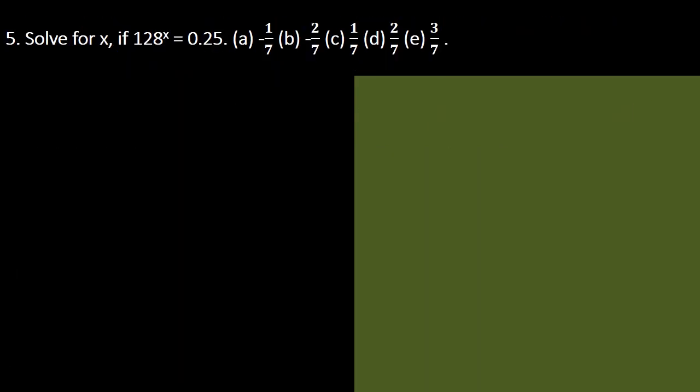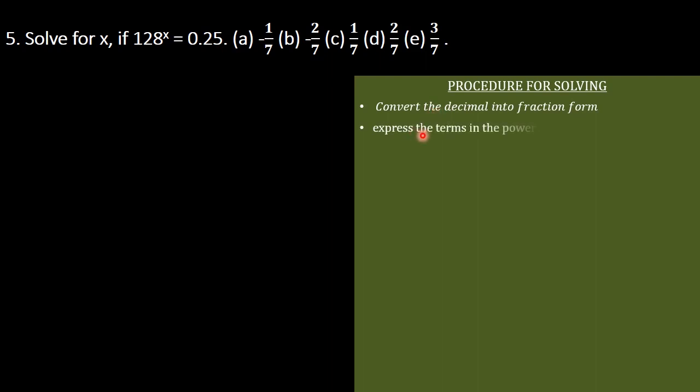Question 5. Solve for x if 128 raised to power x is equal to 0.25. Let's check the procedure. The first step here is to convert the decimal into fraction form. Then express the terms in the powers of the common base. Equate the exponents, then divide both sides.